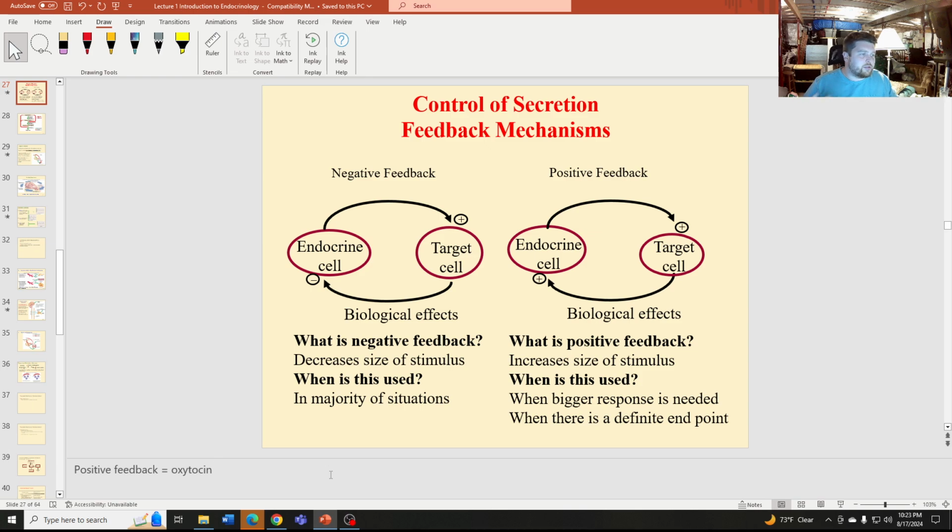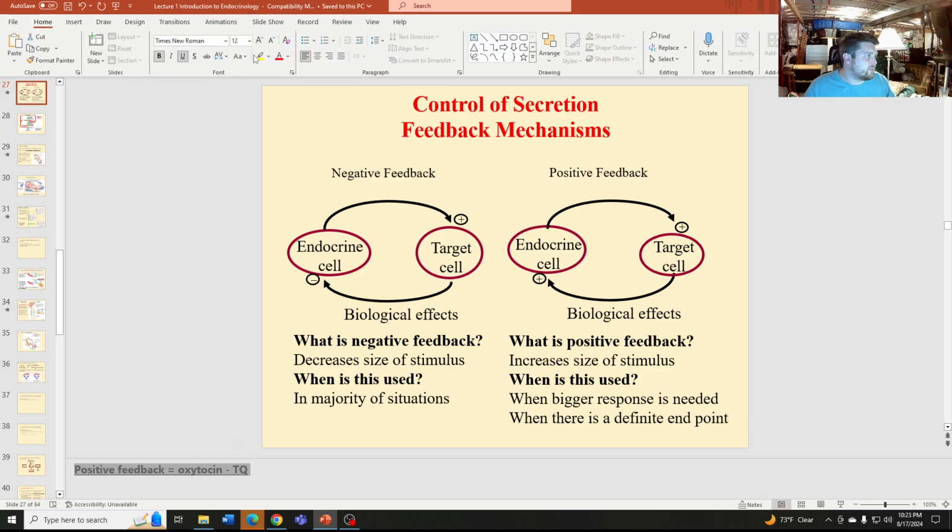Oxytocin is stimulated due to pressure on the cervix from the baby's head, and causes the pituitary and everything to release oxytocin, which increases the contractions, which causes the contractions to be stronger, which puts more pressure on the cervix, which then causes the release of more oxytocin, and that's the positive feedback loop. This is always, always, always, always a test question. Every single time.